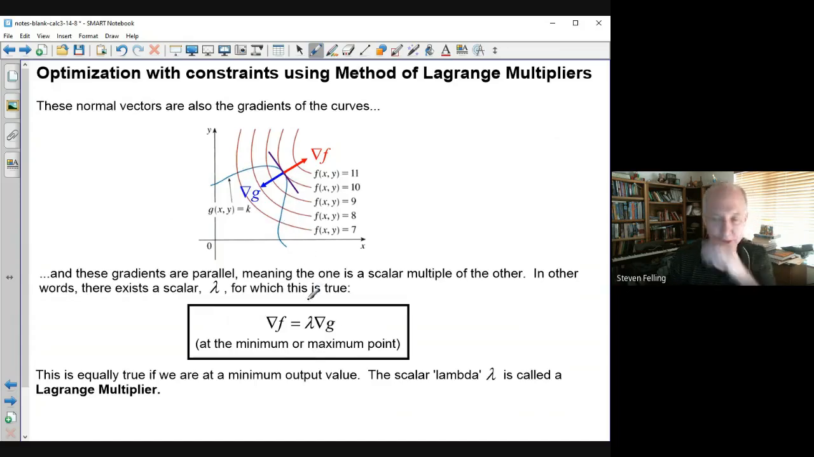Okay, and that means that we could say the gradient of f is equal to lambda gradient of g, where lambda is a scalar multiplier. And that lambda is what we call a Lagrange multiplier. So it's a scalar multiplier that allows one gradient to be a multiple of the other. All right, so at the optimum point, this relationship will be true, right?